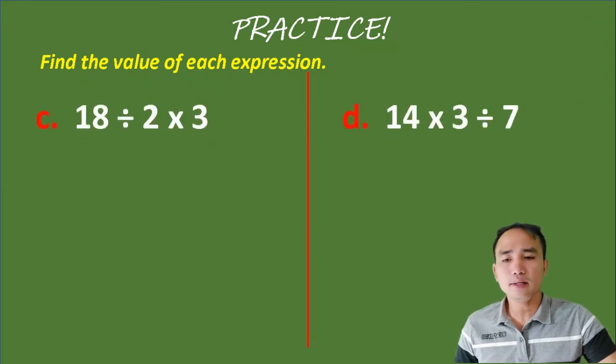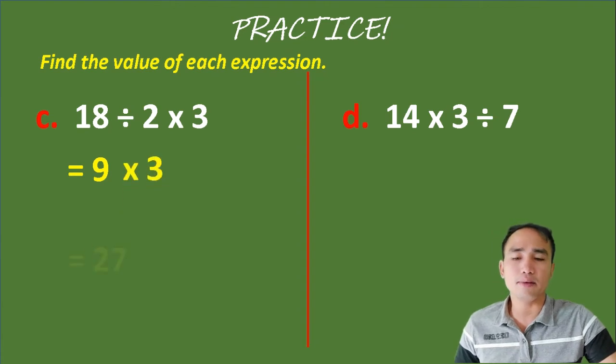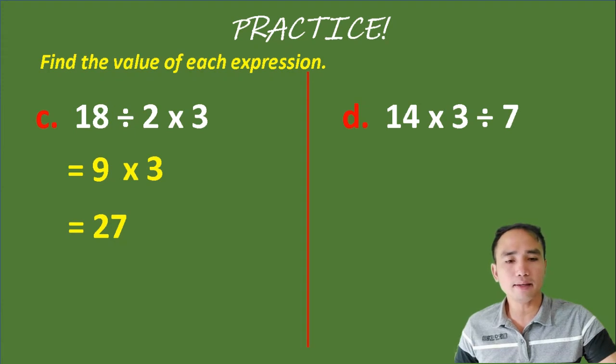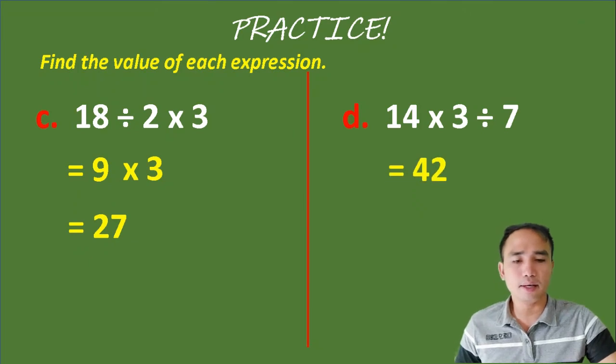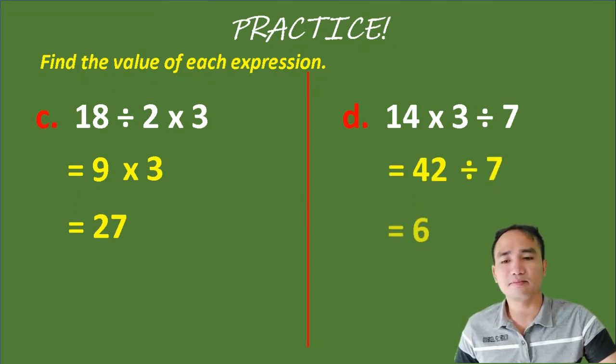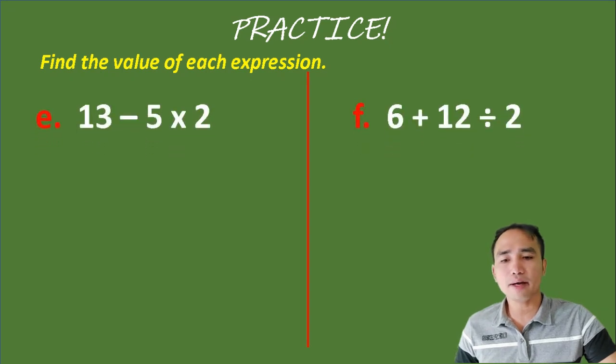Letter C, 18 divided by 2 times 3. 18 divided by 2 is 9, times 3 is 27. Letter D, 14 times 3 divided by 7. 14 times 3 is 42, divided by 7 is equal to 6. Next, 13 minus 5 times 2. We need to multiply first before subtracting. Okay, copy 13 minus, 5 times 2 is 10. And 13 minus 10 is 3.